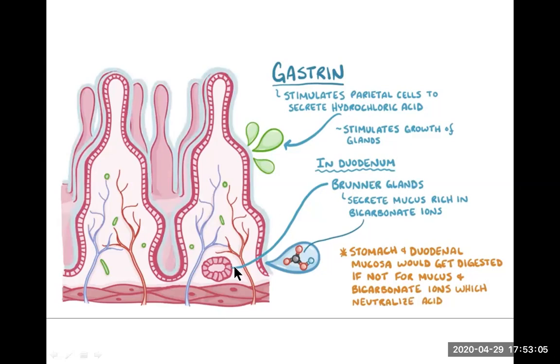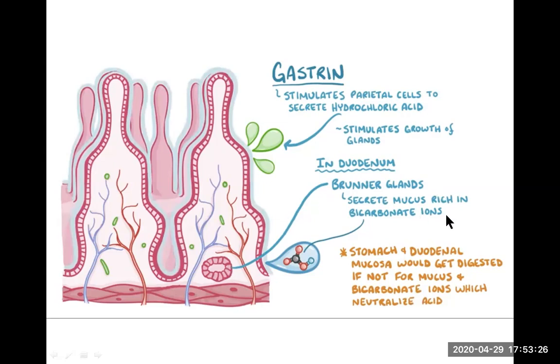In the duodenum, other than this, we have Brunner's glands. These are the Brunner's glands in the lamina propria. They secrete mucus rich in bicarbonate ions. They also secrete mucus, but here they secrete mucus rich in bicarbonate ions.